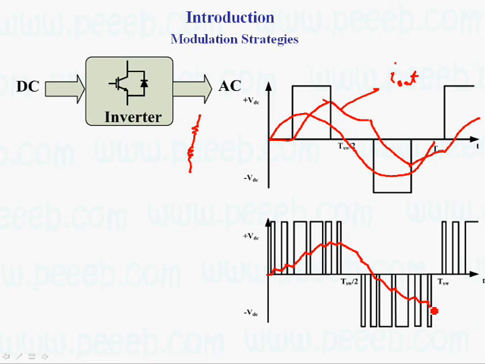So now we can sketch the output current, and here you can see that the shape of the output current is more sinusoidal compared to that one. And why is it more sinusoidal? That's because we have more pulses, which can improve the output voltage and output current.